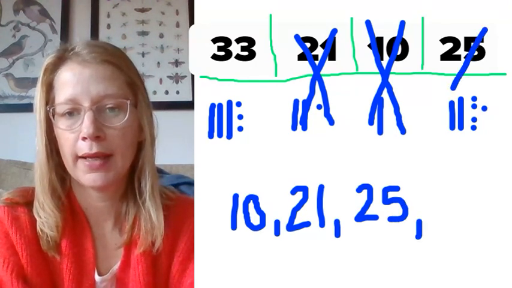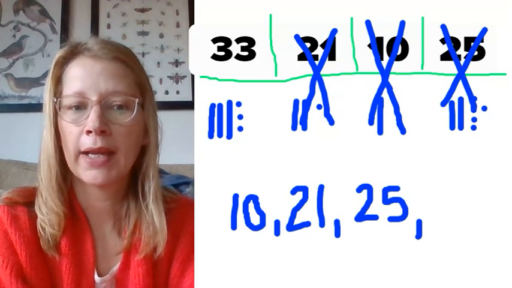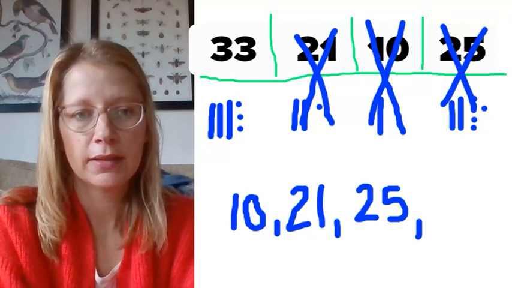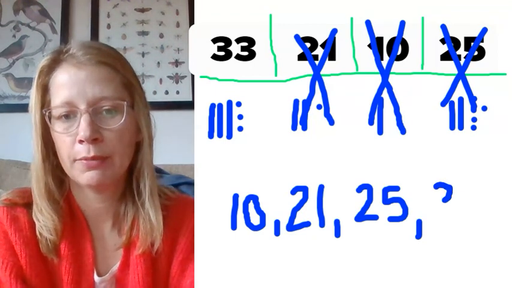And I can mark that one out because that's helpful for me to mark out what I've already used. And the only one I have left is 33. And so that is my greatest number, or my biggest number. So I'm going to put number 33 here.